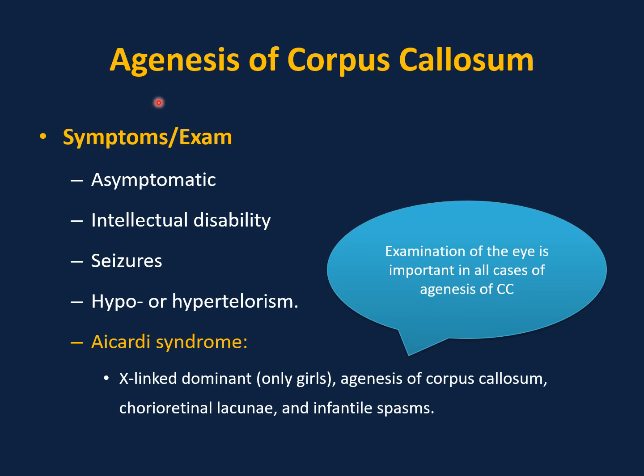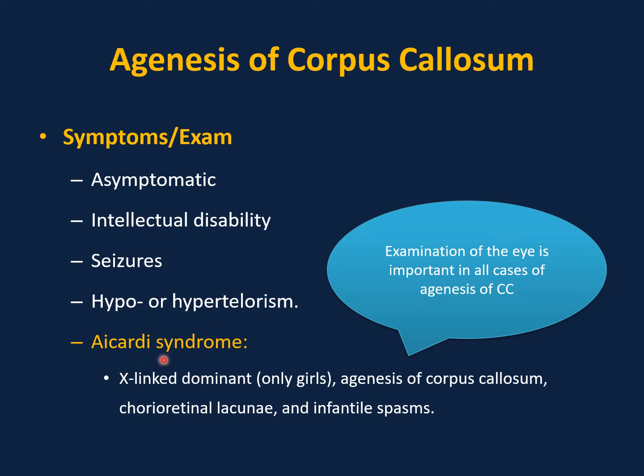Clinical presentation of agenesis of corpus callosum: asymptomatic. This is the most common presentation. Many people are living out there and they do not have a corpus callosum, and they are living their normal life with no symptoms, and most of the time it is found incidentally on MRI or imaging study done for other reasons. They may present with intellectual disability, seizures, hypo or hypertelorism.